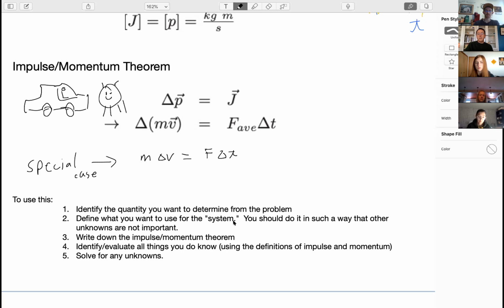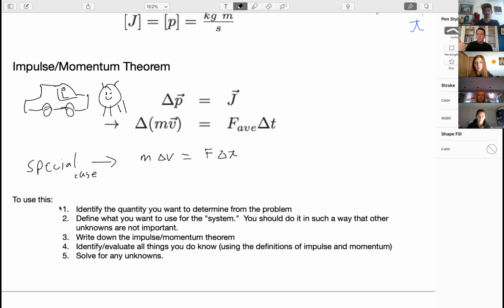All right, so after you identify the system, you write down the impulse momentum theorem. Usually it's this one, but sometimes it's the first one here. You write this down, and you identify either what you want to find or stuff that you have numbers for. Set things to 0, or if you have velocities, put them in. If you have a mass, put it in. Identify all the things you know, and then if you've done it right, you'll be left with just one thing to find. You just do algebra. So that's our process of using the impulse and momentum theorem to solve problems.